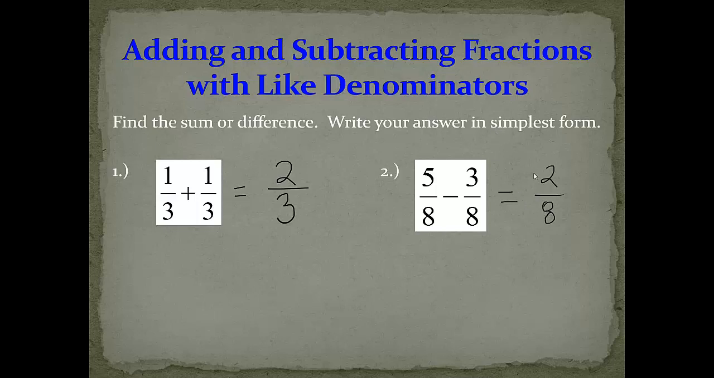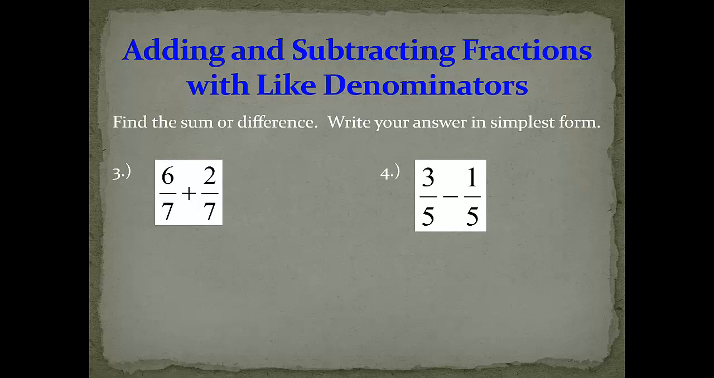This problem is not in simplest form, and we want to put our answers in simplest form. We know that because we can divide both the 2 and the 8 by 2. So for us to simplify, we need to be able to divide the top and the bottom, or the numerator and the denominator, by the same number. So 2 divided by 2 would be 1, and 8 divided by 2 is 4. So our answer is 1/4.